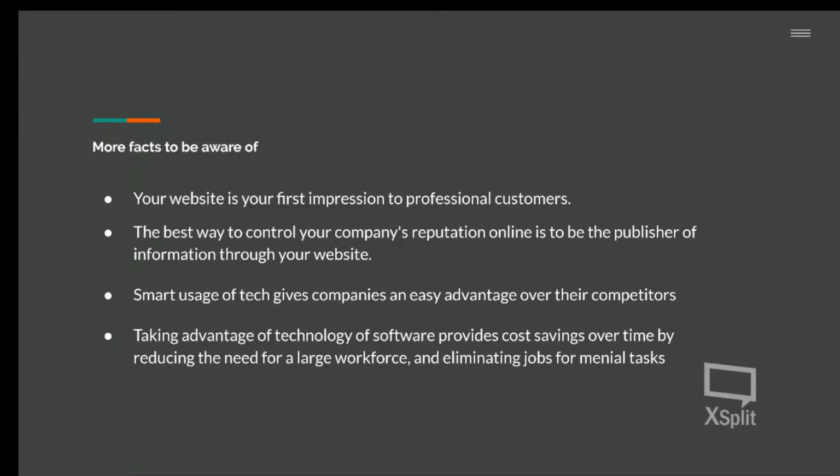Also, utilizing tech smartly allows you to reduce cost over time by reducing the need for a large workforce and eliminating jobs for menial tasks. Instead of having a 12-person accounting department for managing your 100-person company, you'll just need 2 people in an accounting department with good accounting software. The same for your HR departments. Better software tools means a smaller workforce, means less of a cost in the future.